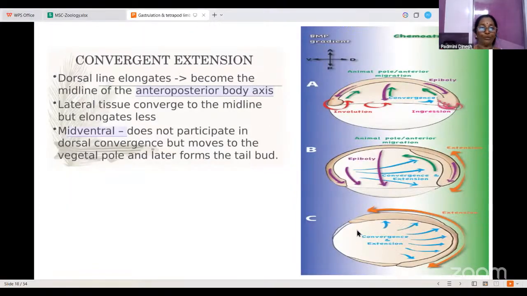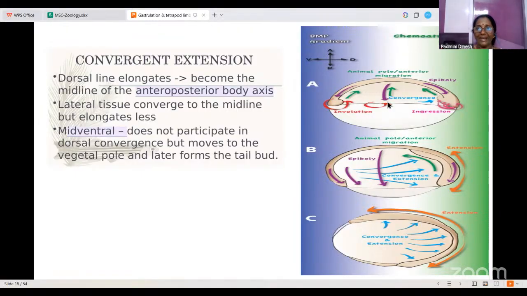Now, as this is being formed, there is also one more thing that occurs, that is convergent extension. What is this convergent extension? The dorsal line elongates, becoming the midline. So you have this midline of the anterior posterior body axis. That's the anterior region, and that's the posterior region. Or if you look at this particular graph here, that's the anterior and that's the posterior region.